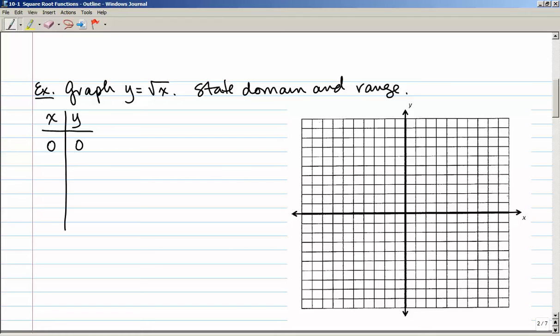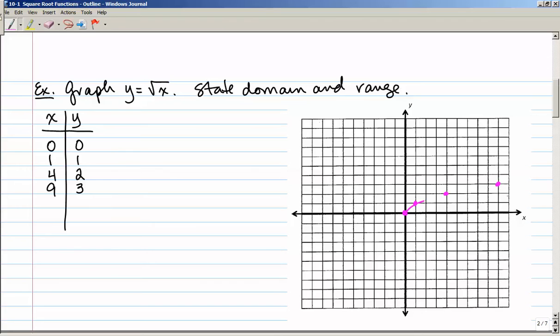You can use your calculator and come up with decimals, but that's just too difficult. So I know that I can take the square root of 1. So when x is 1, the square root of 1 is 1. Next number I'm going to choose is 4, because I know that the square root of 4 is 2. And I'm going to choose x equals 9, because I know the square root of 9 is 3. I could continue and choose 16, 25, 36, but those aren't going to fit on my graph. So let's just stick with these numbers right here. So here's the point 0, 0, 1, 1, 4, 2, and the point 9, 3.